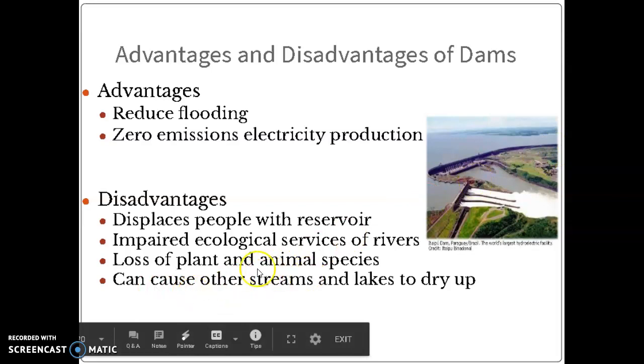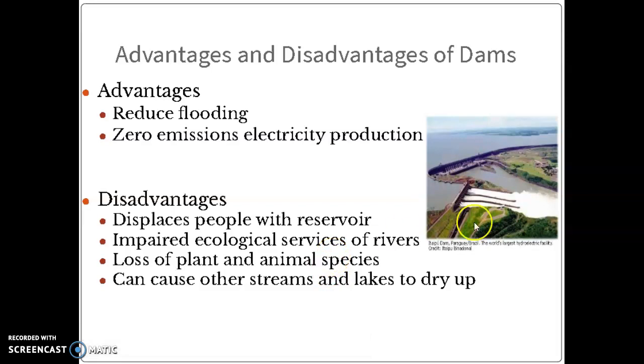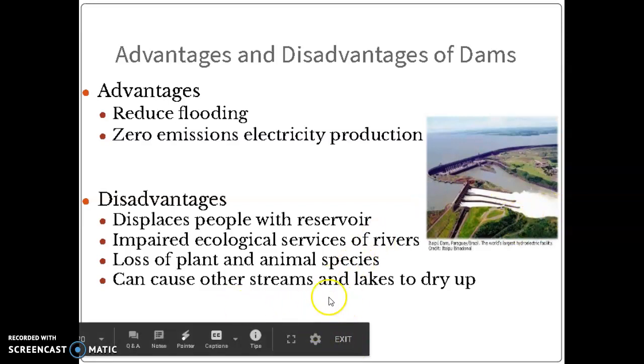So that's habitat destruction. There's impaired ecological services of the river. So you're changing the whole dynamic of what life was like on the river. There's fish that migrate on these rivers, swimming upstream to spawn, and now they can't get there because of the dam. And it causes other streams and lakes that were below that dam to dry up because the water that you normally would get there is not getting there.